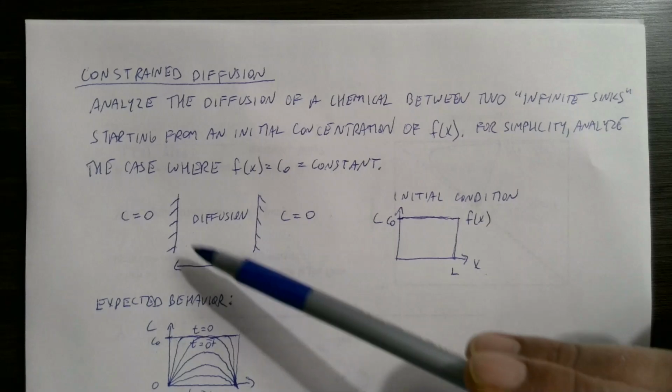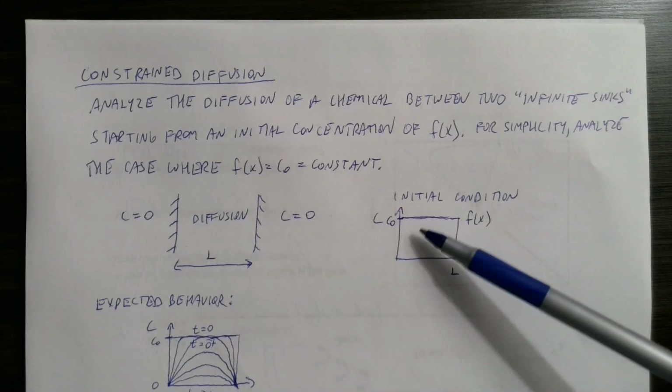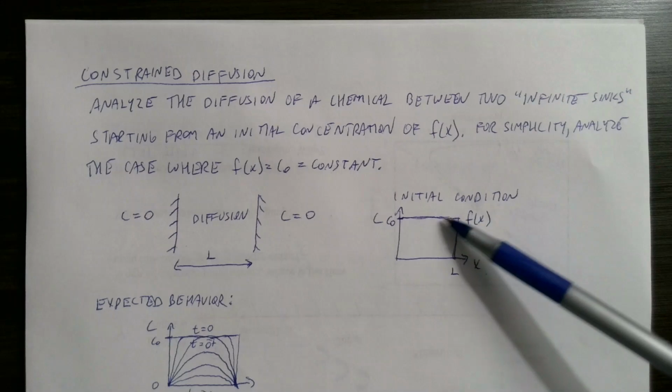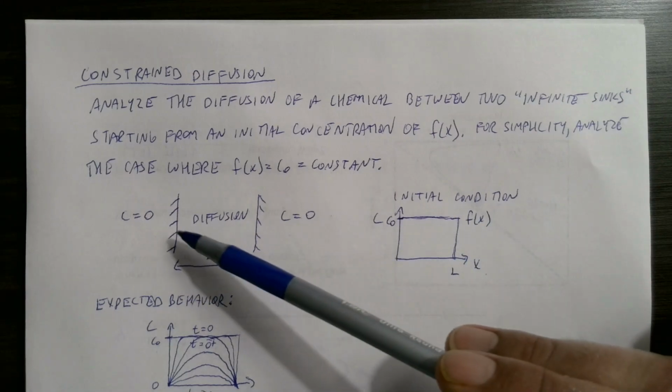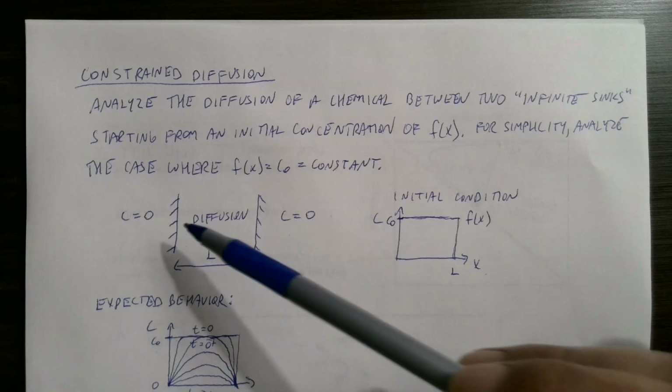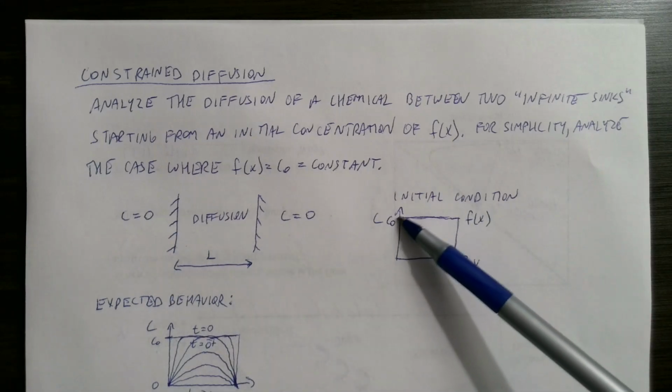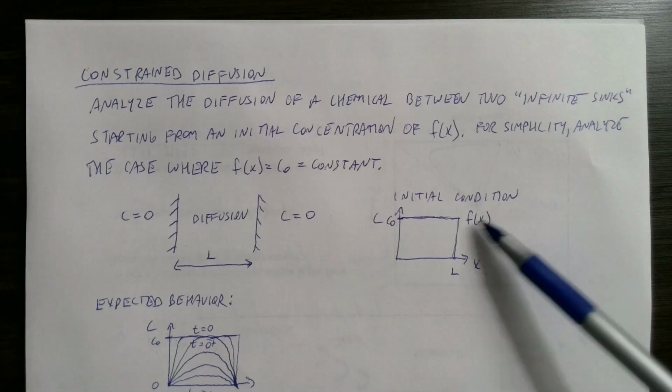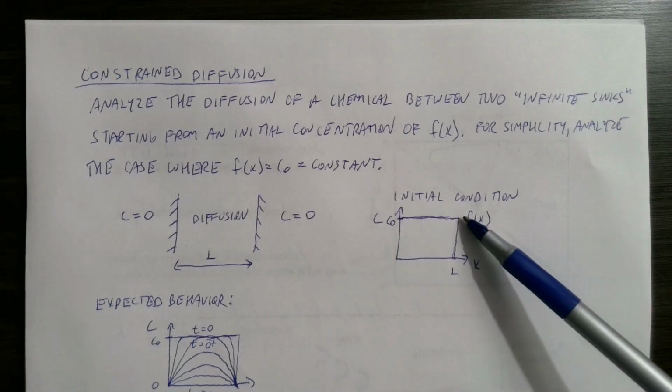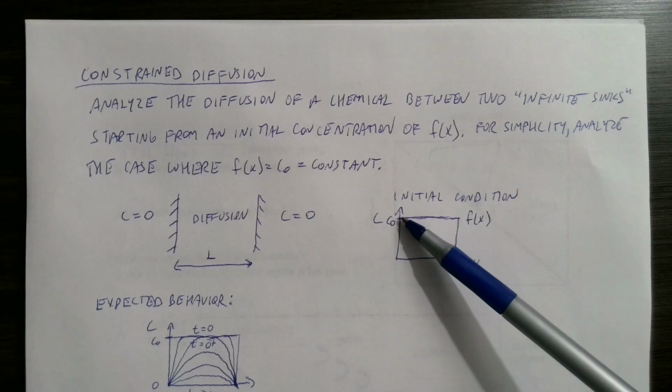from some initial concentration here in the middle, and there's some initial concentration across this interval of 0 to L. Here at the beginning, there's a concentration profile, and we're going to call that f of x. And we're going to look at the case where f of x is just a constant value of c0 there.